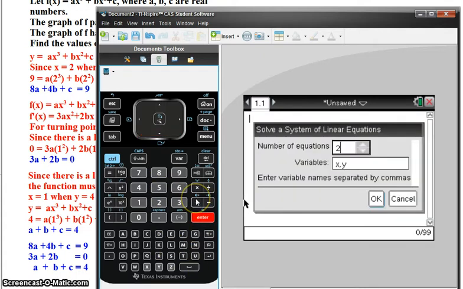Now if you hit enter you get a pop-up box. Now the number of equations in my case is going to be 3, not 2, so change the 2 to the 3, and I'm going to tab. Now I get x, y, z as the variables. Well, my variables are a, b and c, as you can see down here, so I'm going to re-enter that as a, b, c.